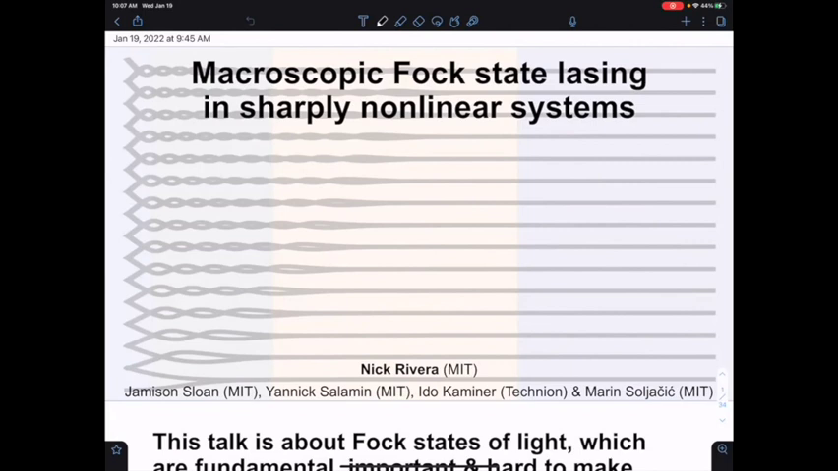And the one that I want to focus on today are Fock states of the electromagnetic field. So as Charles had mentioned, this is in collaboration with some of my MIT collaborators, as well as Guido Kaminer at the Technion. And so without further ado, let me get started.